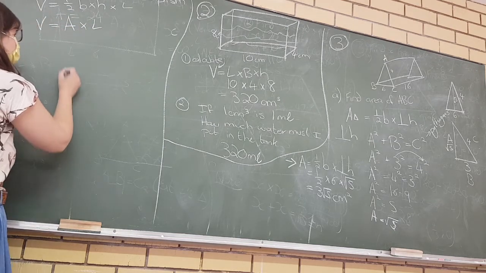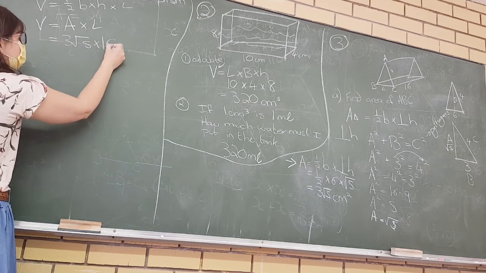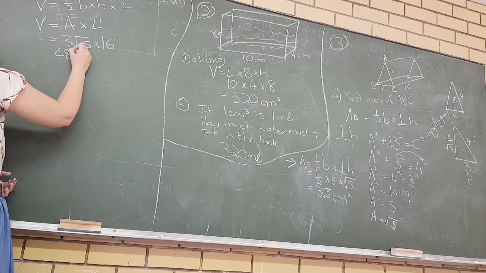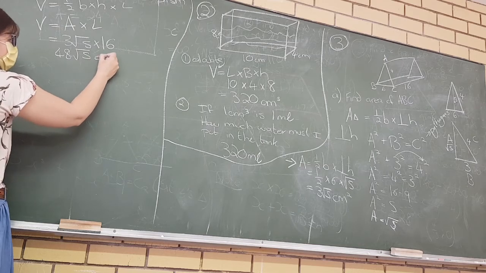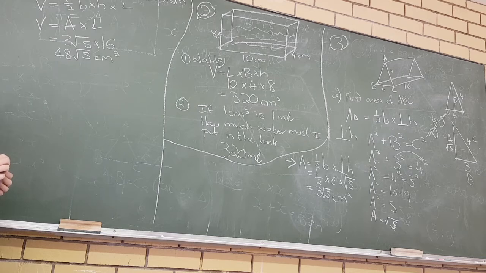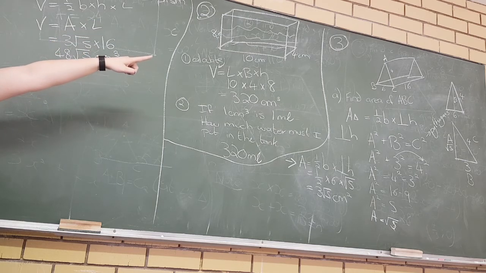So now what I say is equal to 3 root 5 times 16. And that will give us, can't maths that high in my head. 48 root 5 centimeters cubed. So I just took my area and I times it by my length, which was 16.